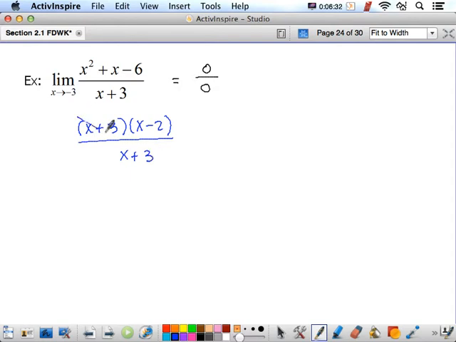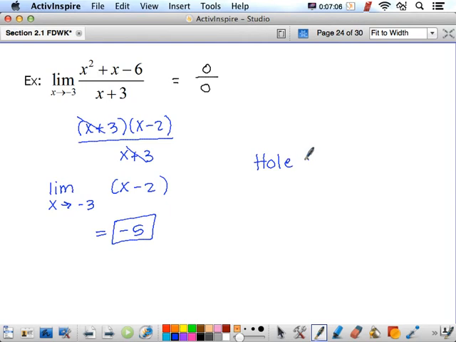And now we can remove it by canceling, and we can look at this again and find the limit of the new function, x minus 2. So it turns out that x² + x - 6 all over x plus 3 is the exact same function as the line y = x minus 2, but the only exception is there is a hole at -3. So if I plug -3 into this line, I get -5. That's my limit. My limit is -5. That also means that there was a hole at the point -3, -5.